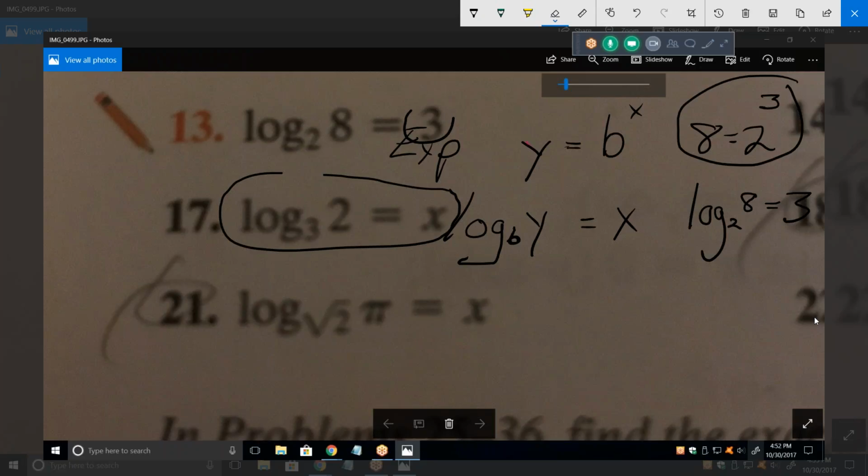In other words, I know that it's 2 to the third power equals 8. Well, what's 17? Is that 3 to the power of x equals 2? Correct.